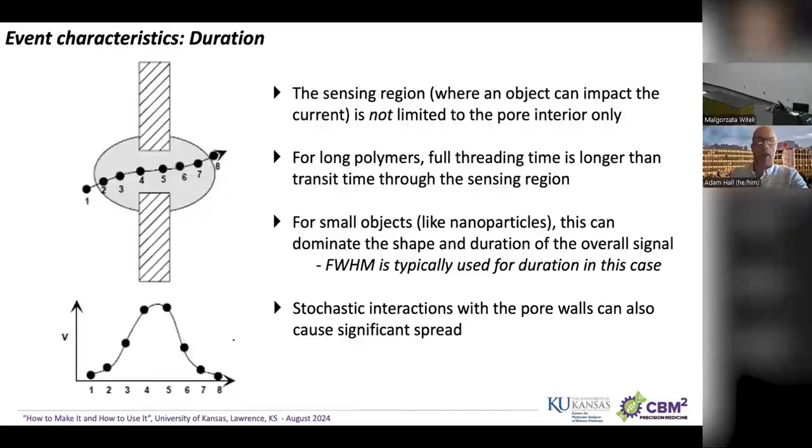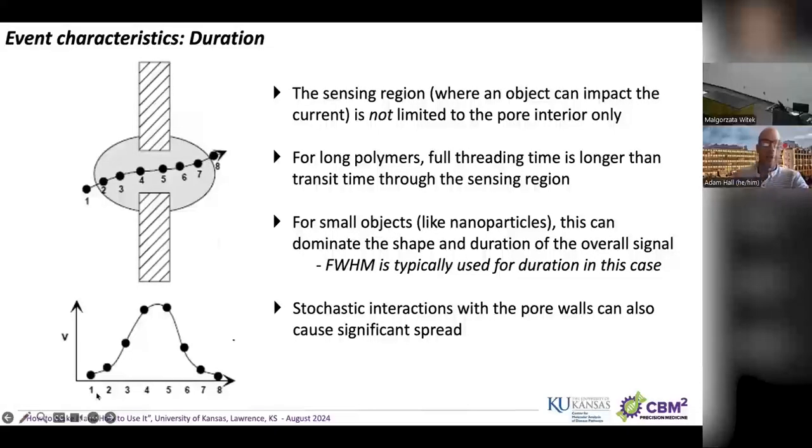So I alluded to this, but the sensing region extends outside of the pore itself. If you think about a particle going through this path that you see here from 1 to 8, that's laid out in how the current is affected down here at the bottom. You can see that it is not instantaneous, right? It's not like there's a firm line across which, when the particle passes, suddenly there's an effect, and before that there's no effect. That would be really great, but it's not how physics works.